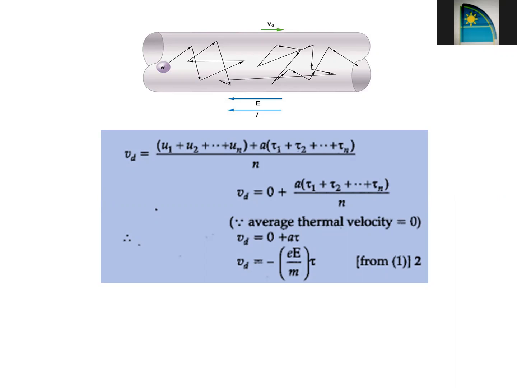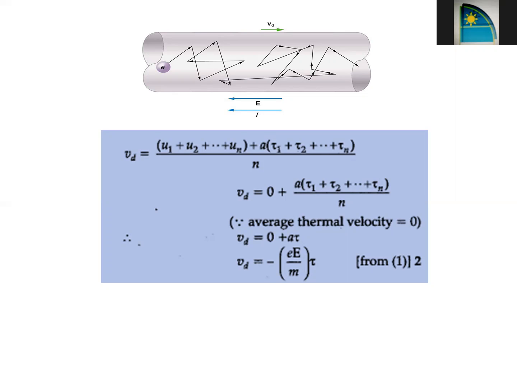Now let us understand this by looking at this particular diagram, in which we have applied an electric field in the form of potential difference, and we are trying to calculate the value of drift velocity of the electron. Why do we call it drift velocity? Because electrons are drifting because of the influence of the electric field.